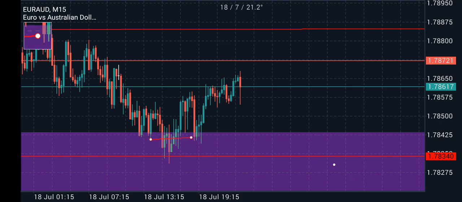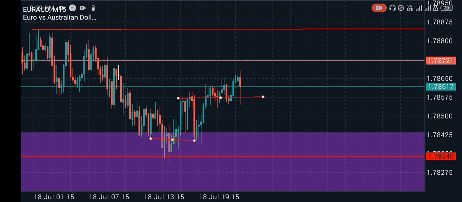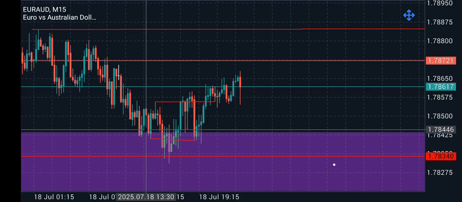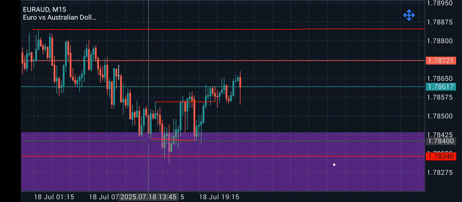It's because I'm using my phone to do the analysis. So that's the stop hunt we had there. After that stop hunt, we had this break of structure to the upside. After this break of structure, sorry, let me. This was the stop hunt I'm talking about.